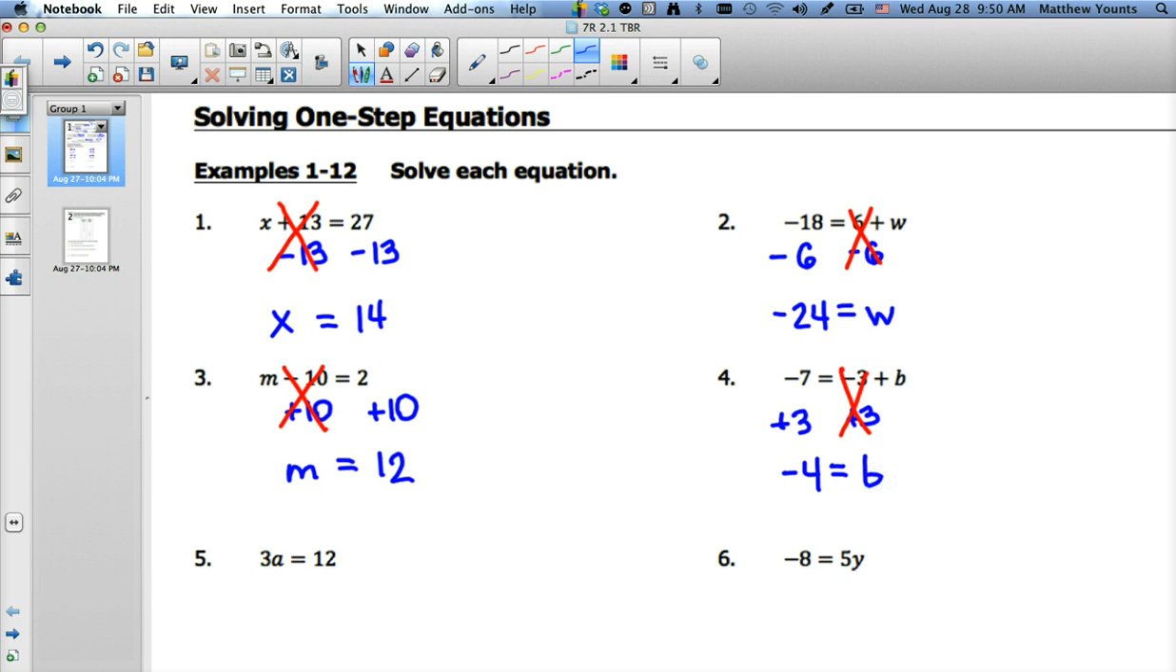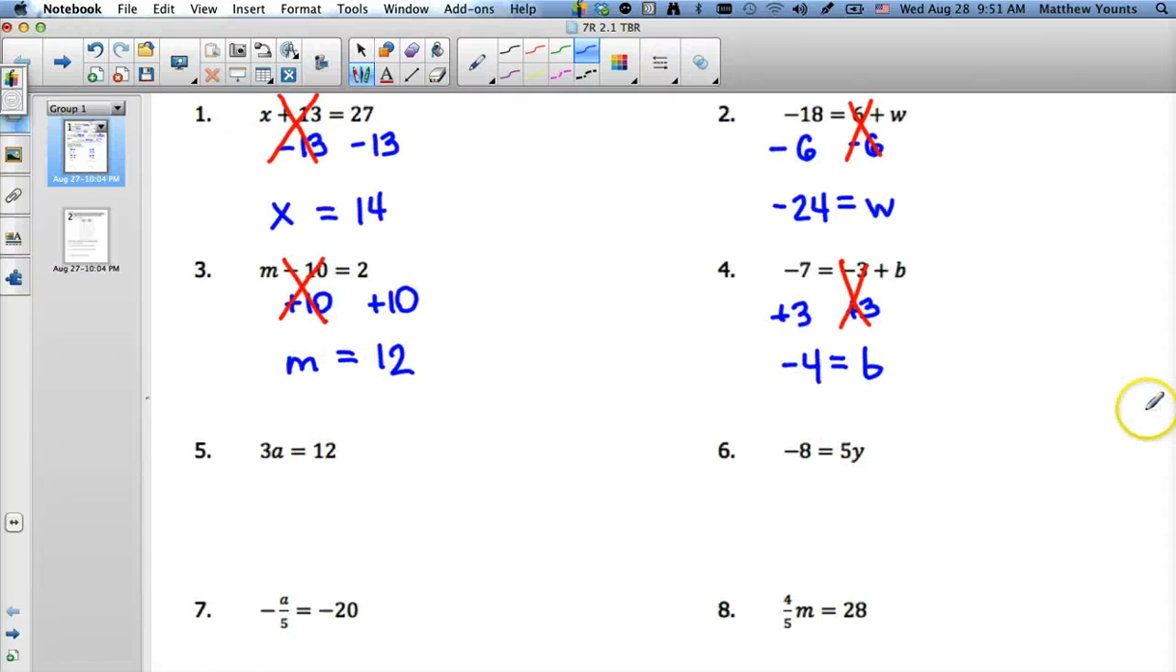Okay, for number 5, I'm changing my operation again. This is 3a, or 3 times a, equals 12. Anytime you see a number written directly next to a variable and there's no sign in between, it means multiplication. So the opposite of multiplication is division. To get rid of this 3 here, I need to do the opposite of multiplication, so I need to divide this side by 3. That means I also have to divide my right side by 3.